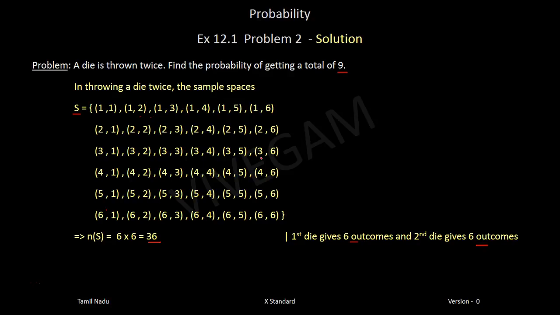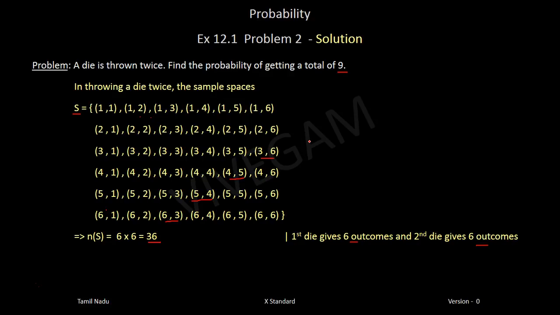So here, when the first die gives you 3 and the second die gives you 6, you're getting 9. Next, see 4 and 5. First die giving you 4, second die giving you 5. Then 5 and 4. Then 6 and 3. Anything else? That's all. So these are the 4 ways you can get 9. So there are 4 possible outcomes for us. So what is the probability? Probability is 4 by 9.